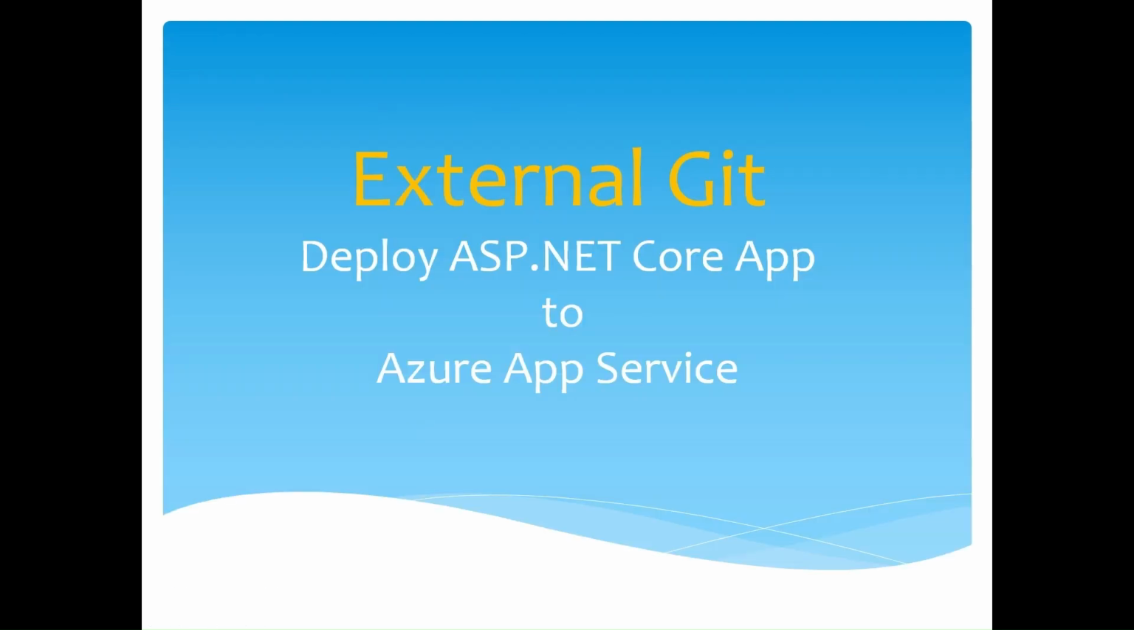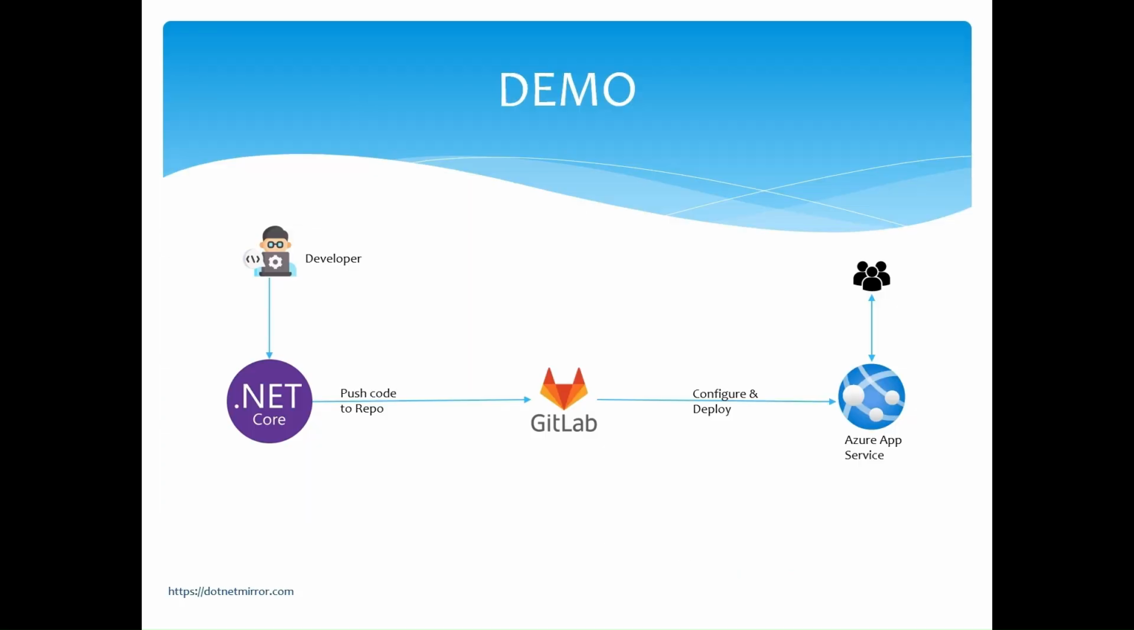Today let's understand how we can deploy an ASP.NET application to Azure App Service using external Git as a deployment option. In this demo, as a developer, when you push .NET code to GitLab, here GitLab is an external Git provider. Unlike GitHub or Azure Repos, we are going to use GitLab as an external repo, and we will configure this GitLab in Azure App Service as a deployment method.